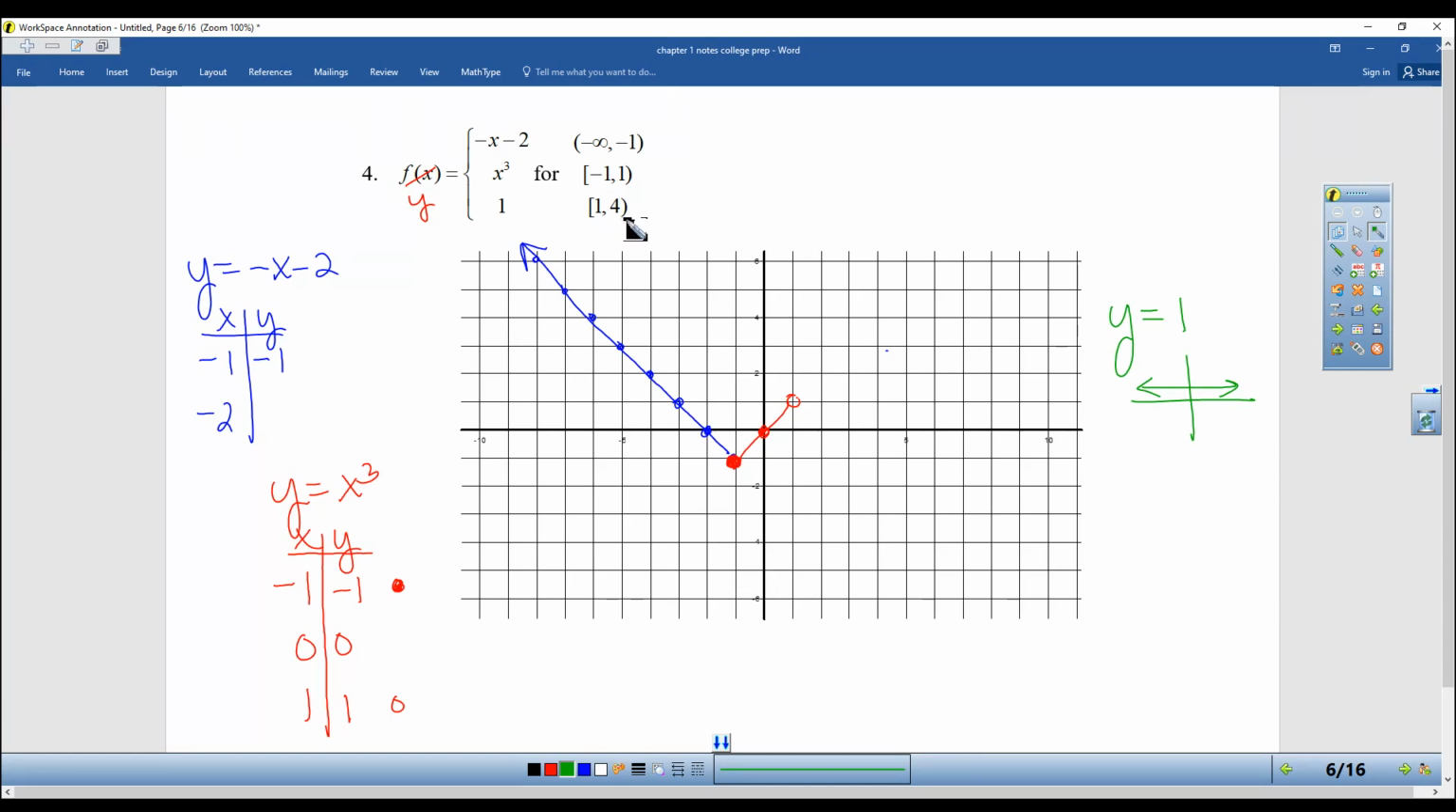But where are we going to plot it? From 1 to 4. So I'm going to start at 1, closed circle, fills in the open circle, and then to 4, I'm going to stop at 4. So it's going to go across like that. All right. You're doing good.